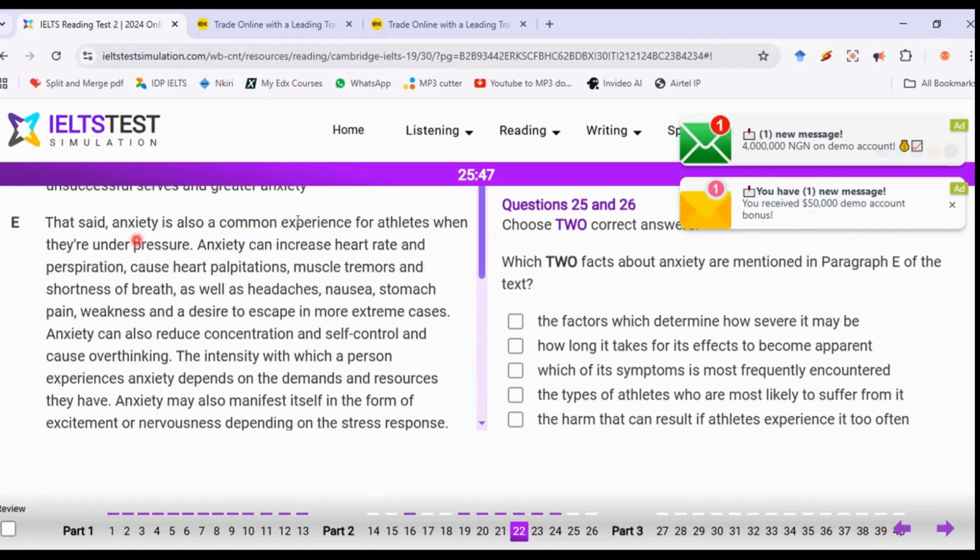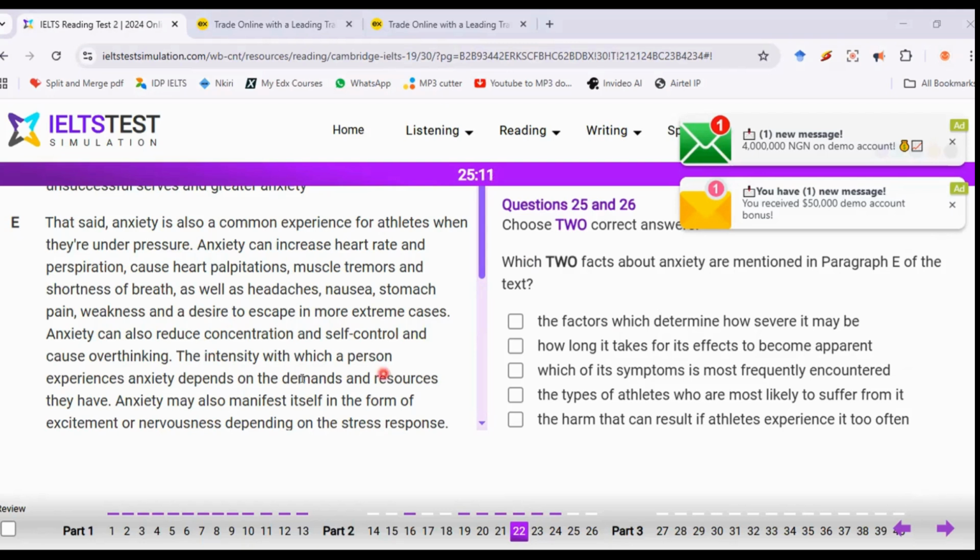That said, anxiety is also a common experience for athletes when they are under pressure. Anxiety can increase heart rates and perspiration, cause heart palpitations, muscle tremors, shortness of breath, headaches, nausea, stomach pain, weakness, and a desire to escape in more extreme cases. Anxiety can also reduce concentration and self-control. So you are telling us what anxiety can do.